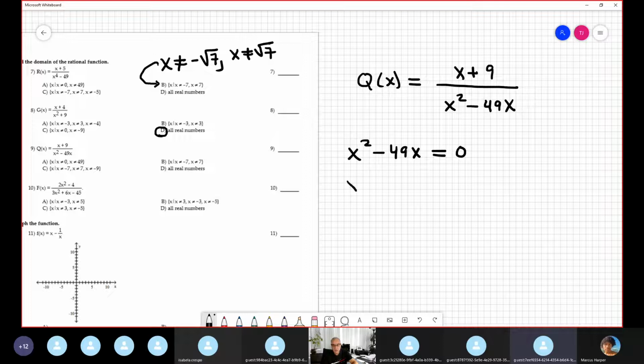In this case, it's easy. By factorization, factor out x, giving x times x minus 49. Separate it as two linear factors. The first one is x equals 0, and the second is 49. Actually, this is the solution of the equation, but I know these are the illegal values of the domain. The domain is all real numbers except 0 and 49. I believe it's option A, correct?